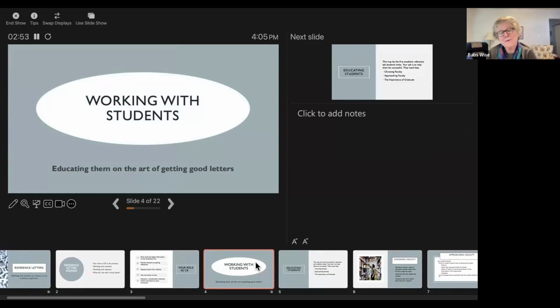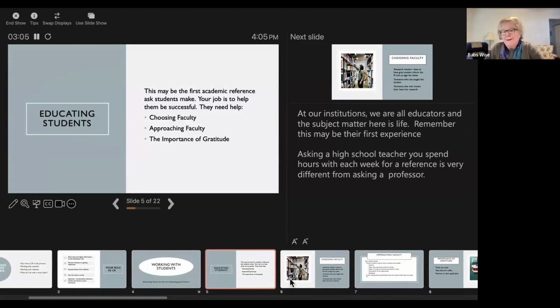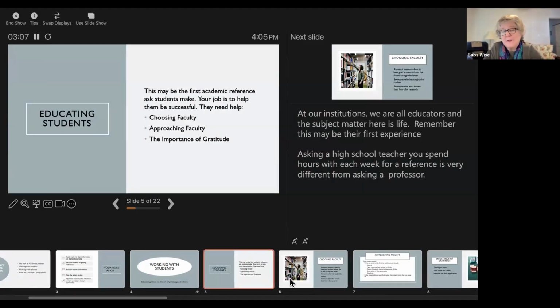Again, I think it's really, really important that you think about this as an education process. Your students are young, some of them will be sophomores. They've probably never actually asked for an academic letter of this type in their lives. And so it's a pretty scary thing. And I think for some students, approaching faculty is really hard. So you need to help them figure out how to do that.